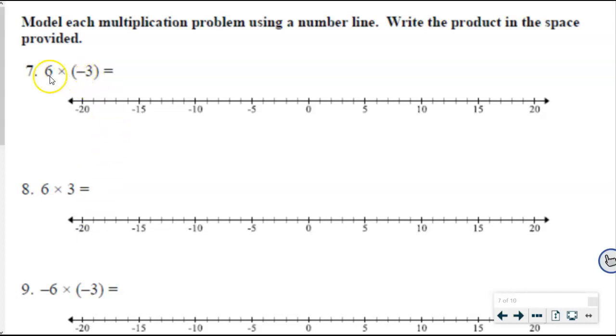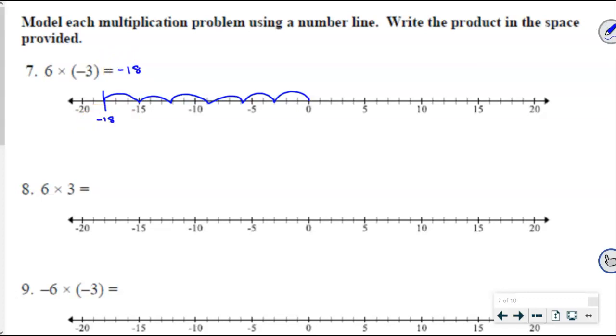6 times -3 means 6 groups of -3. So I should model 6 groups. Each of those groups is -3. So there's -3, there's a second group, third group, fourth group, fifth group, and sixth group. So I made it all the way down here to -18.